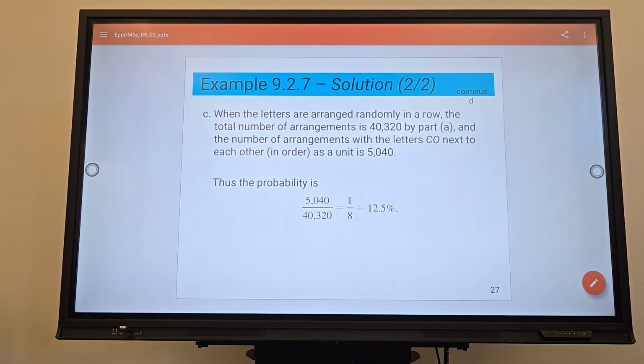And finally, when the letters are arranged randomly in a row, the total number of arrangements is 40,000-ish by part A, and the number of arrangements with the letters CO next to each other is 5,000-ish. Thus, the probability that a random ordering will have the CO together would be 5,000 over 40,000, or 12.5%.